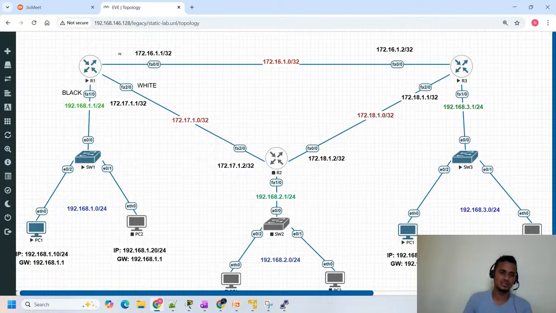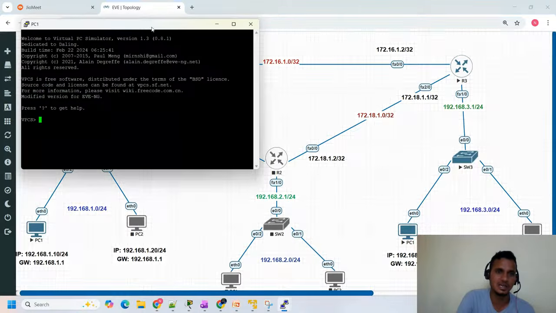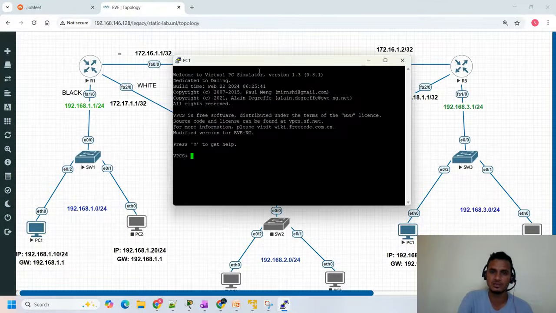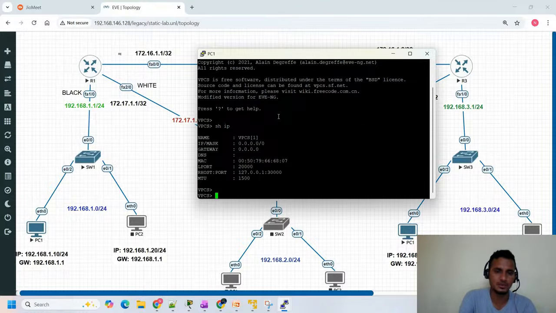To do that, first I'll assign the IP address to this machine. This is our VPC, guys. In the EVE-NG lab, you will get this VPC. Do try to install that. If I check show ip, we don't have an IP address. So I'm going to assign the IP. What is the address we decided here?